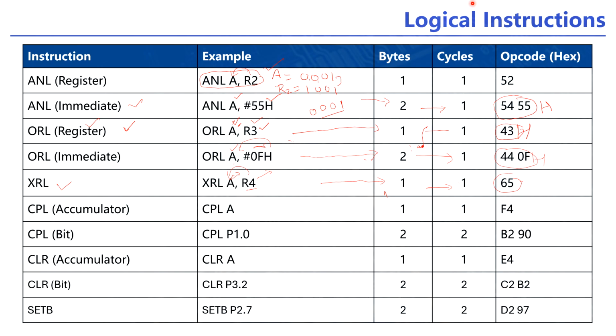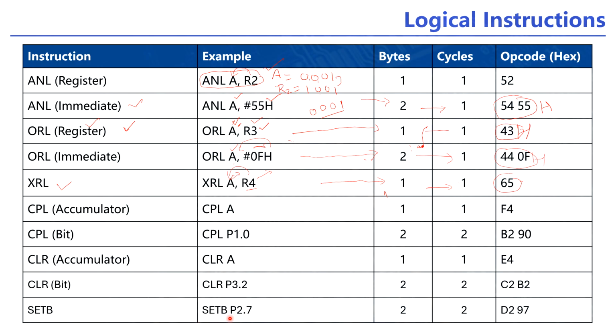Just remember this opcode, because this is not just a series, this is just a code given by the manufacturer. So you can just follow this table. Now next thing available here is the set bit. Set bit P2.0, that is the example, means this value is already 0 here.